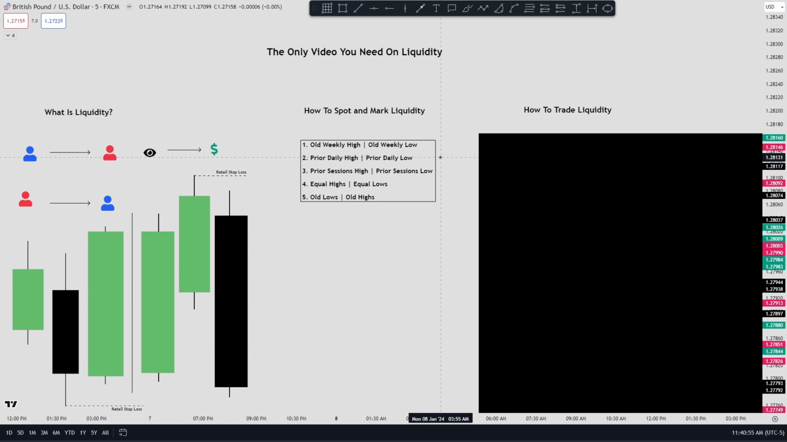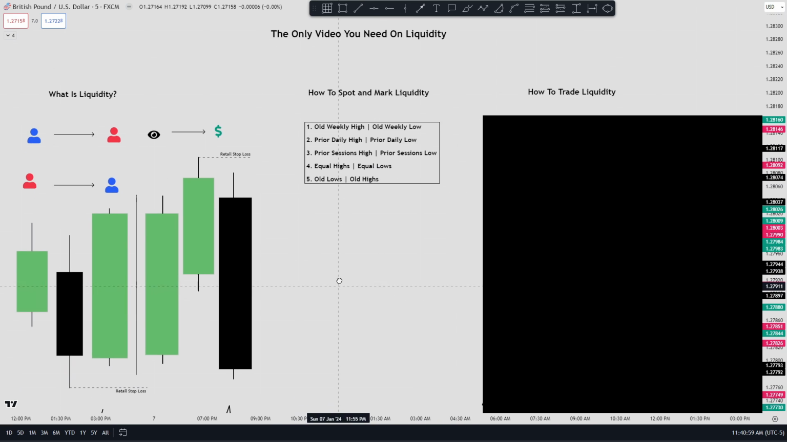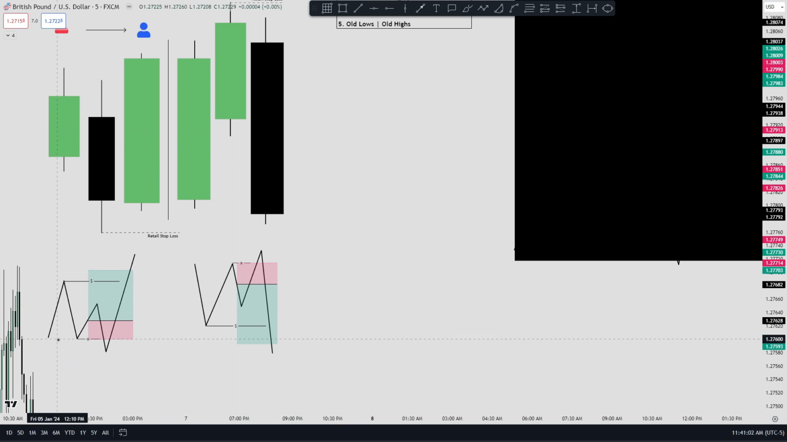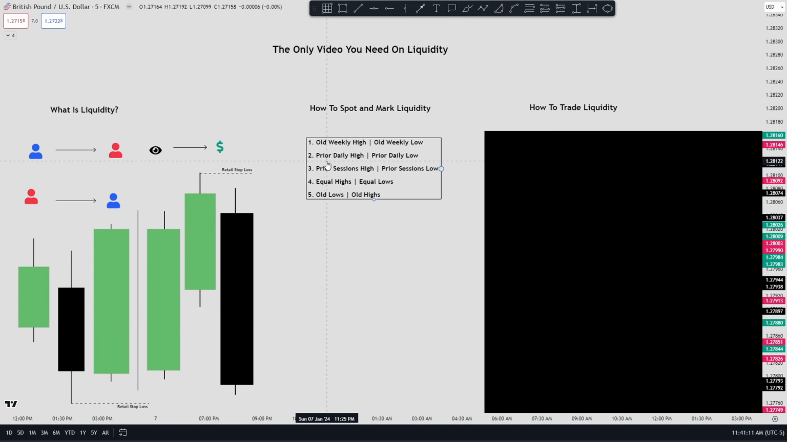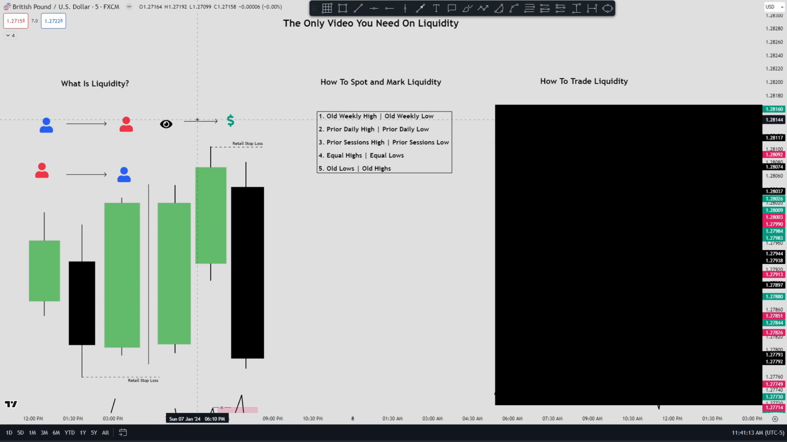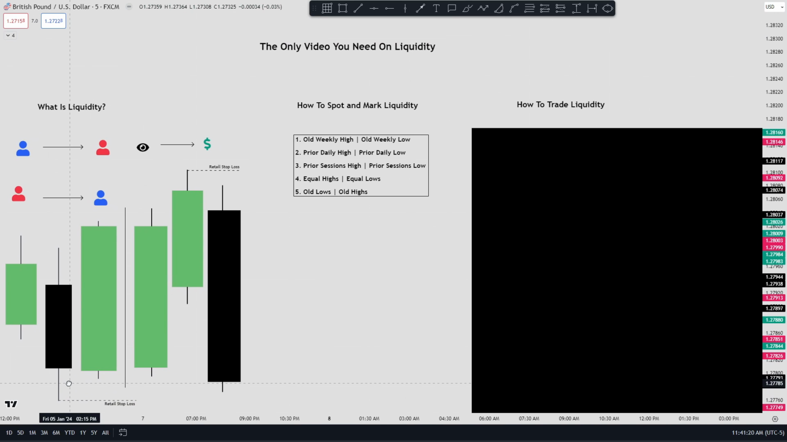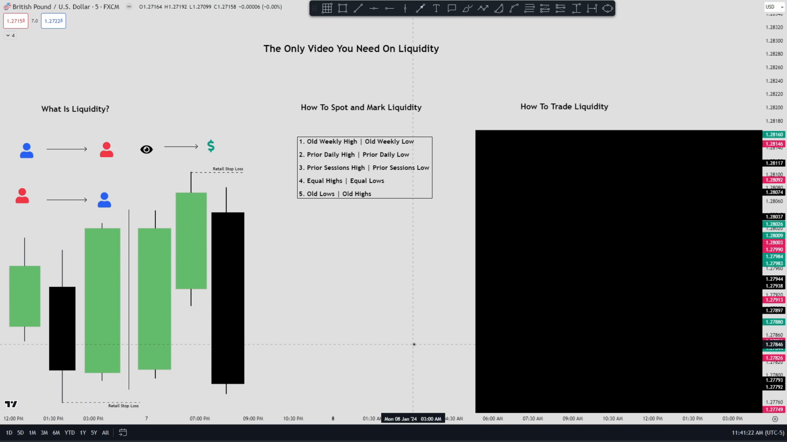You want to mark out those liquidity pools, equal highs or equal lows, which equal lows would be like this, the double bottoms. You want to mark those out, and the double tops, if you ever see them. And last but not least, old lows or old highs. Essentially, if you see swing highs or swing lows in price action, you can mark those out as well, as those are areas of liquidity which the algorithm can most likely tap into.